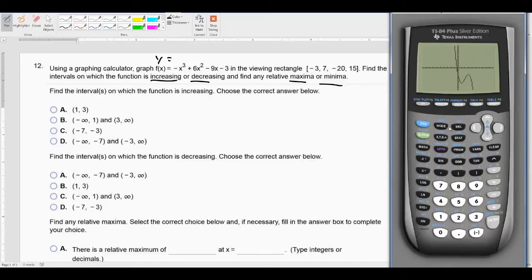Now the reason it may want you to change the view rectangle is so you can have a more accurate view of this. So let's go ahead and just change it and see if it really helps us at all, and it may not. I'm not changing the scales, by the way, nor does it say change the scales. So if it doesn't say to change the scales, I'm not going to change the scales.